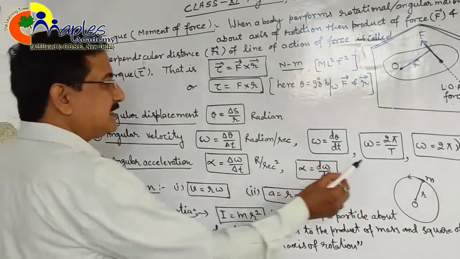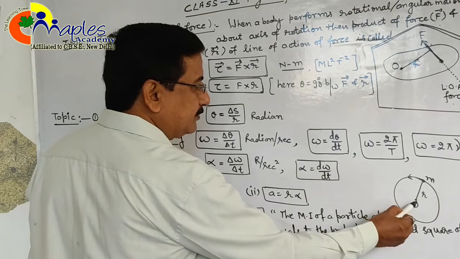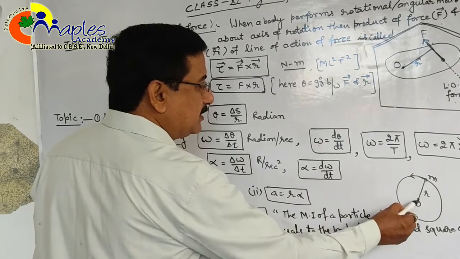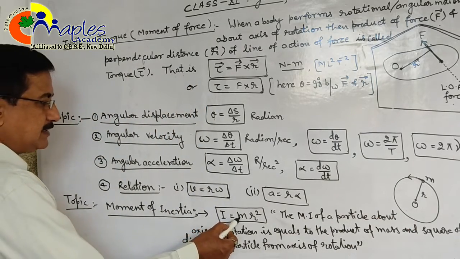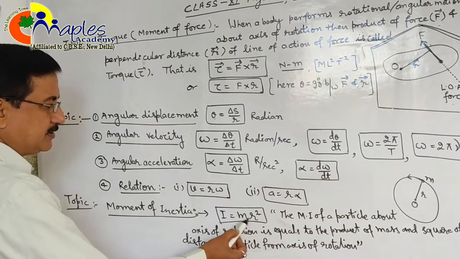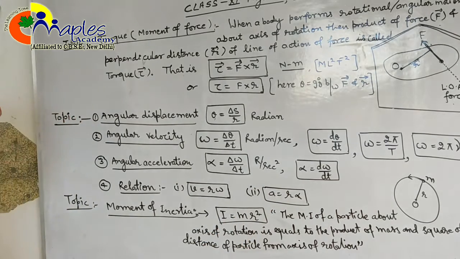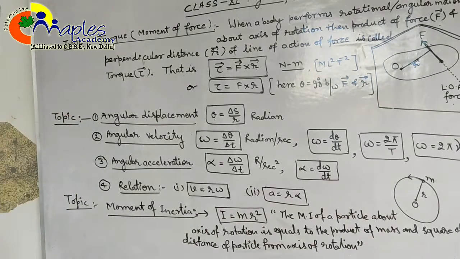Suppose a particle of mass m is performing rotational motion about point O, axis of rotation. The distance of mass from axis of rotation is r. Then product of mass and square of the distance of particle from axis of rotation is known as moment of inertia, and its unit is kilogram meter square. In CGS, unit is gram centimeter square.